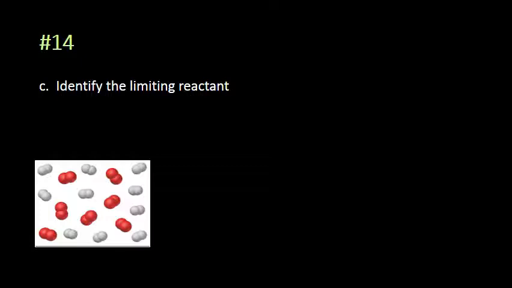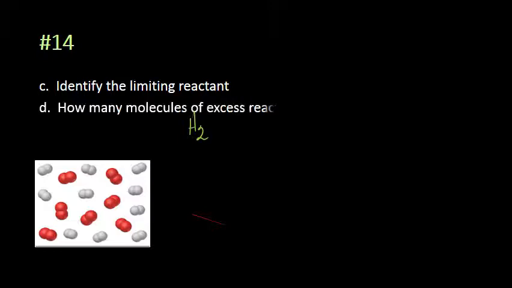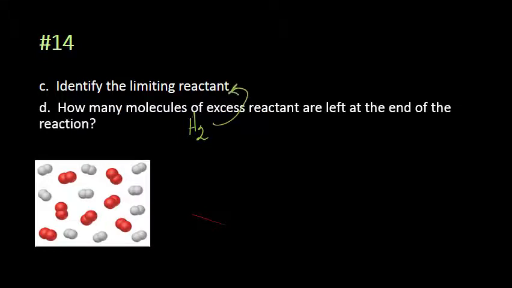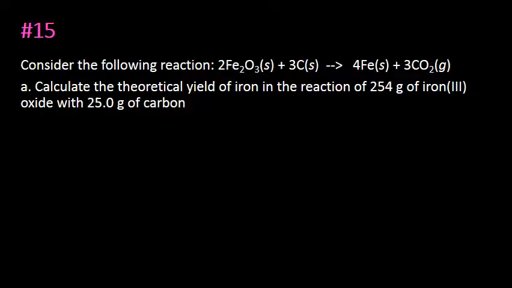So the limiting reactant in this case is the one we ran out of first. Well, if you look back on the picture that I don't have anymore, the one we ran out of first was hydrogen. And the next question is, how many molecules of excess reactant were left over? Well, we had these 2 left over, so we had 2 molecules of O2 left over. Make sure you can do this problem.